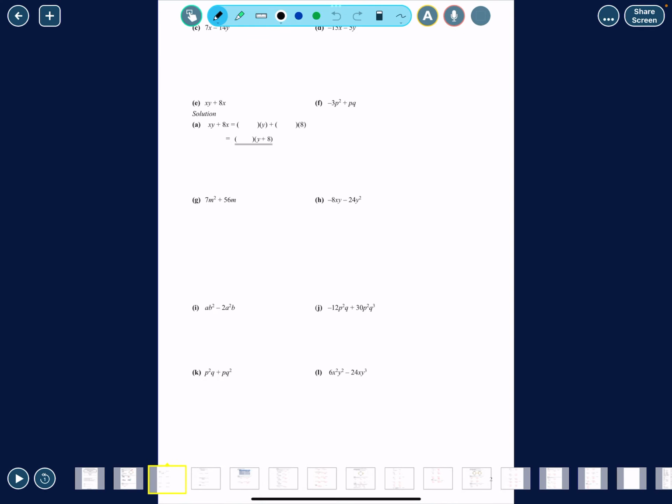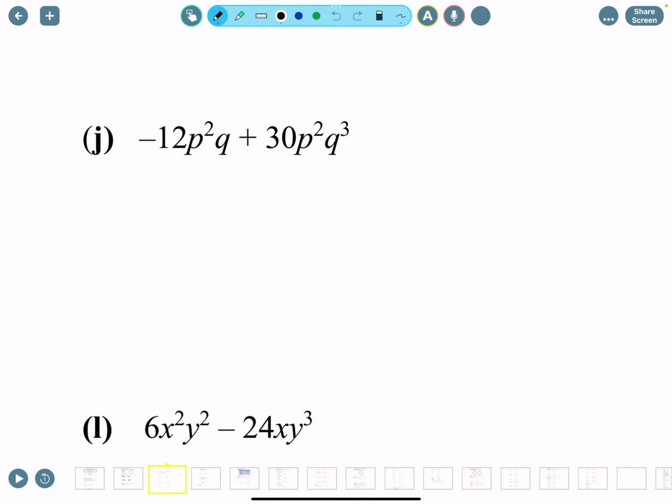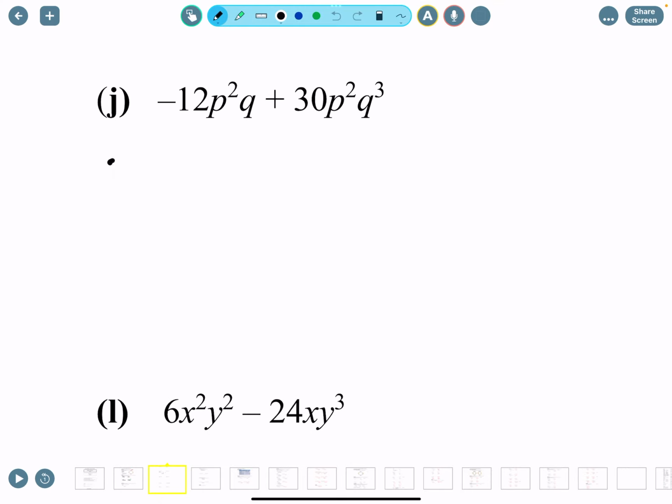Okay, let's see if we can get more examples. Oh, this one's good. So in this question, I'm not gonna factorize a negative because one is positive, one is negative. I will factorize 12 and 30. I'll factorize a number out. I'll think of a number later. Both of them have a P and both of them have a Q. Okay, so that's how I'm gonna plan it.